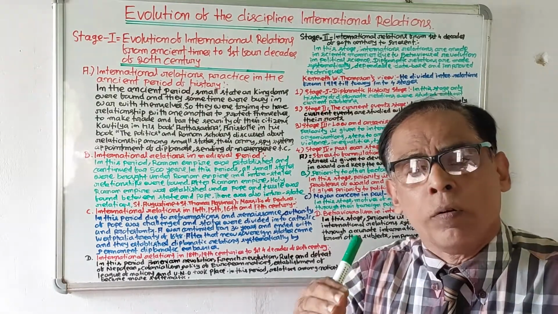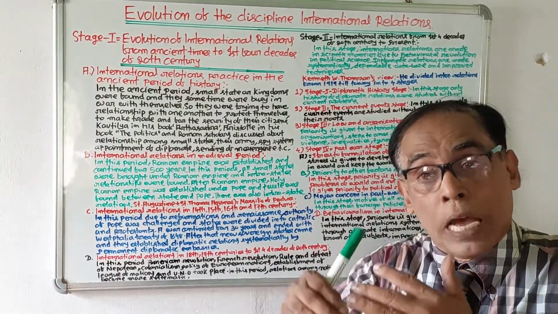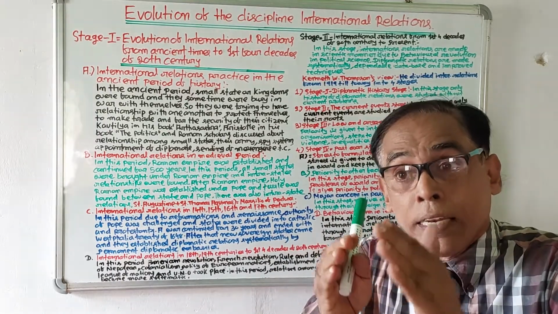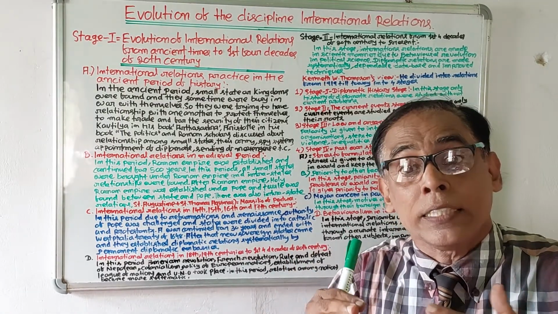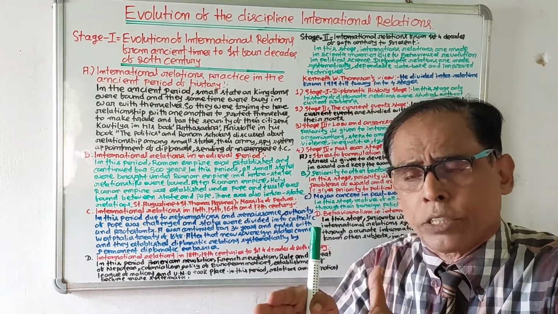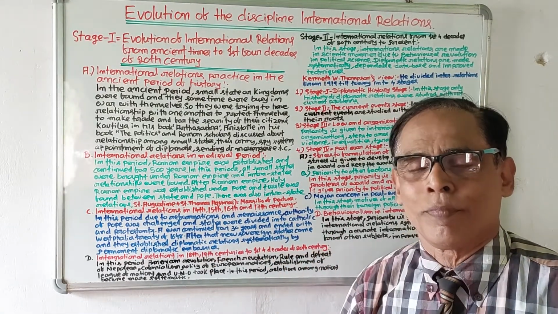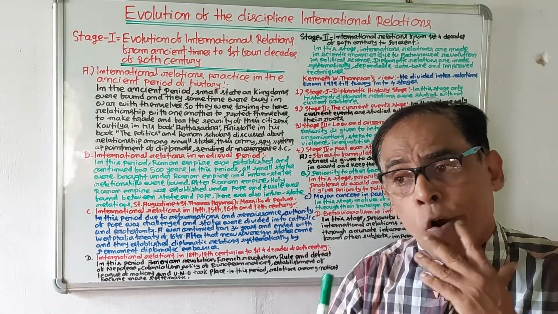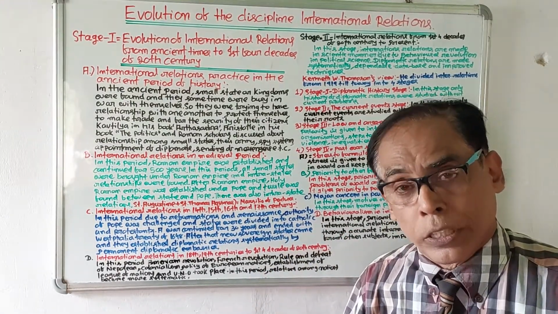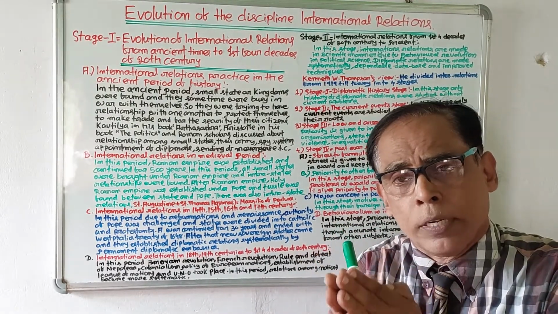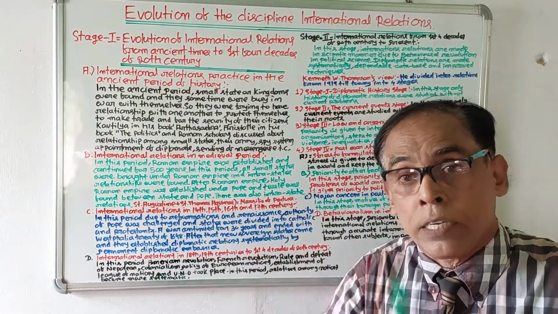Let us start. How has the international relations subject come into existence? International relations is a very important subject. It studies the social, economic, political, and cultural relationships of nations. But if a subject studies only the political relationship among nations, it is international politics. International relations studies social, economic, political, cultural, and all types of relationships among nations.